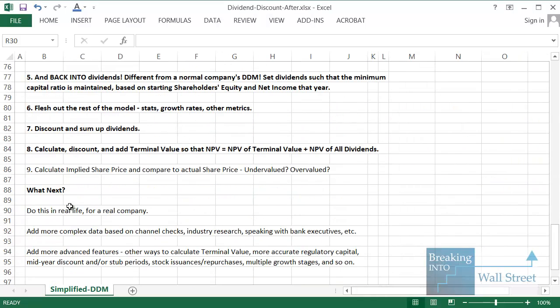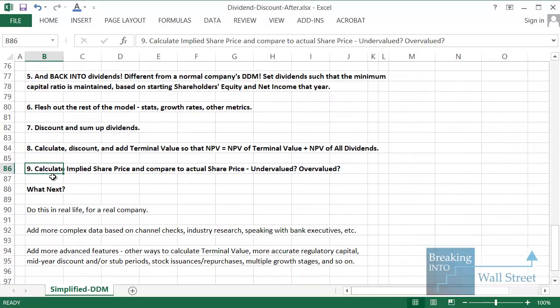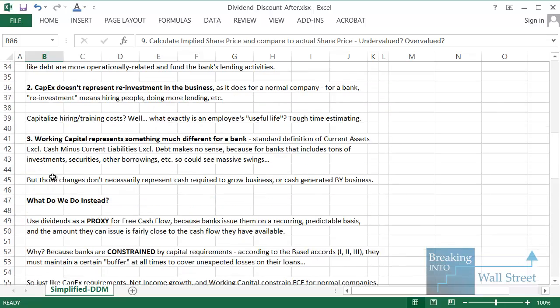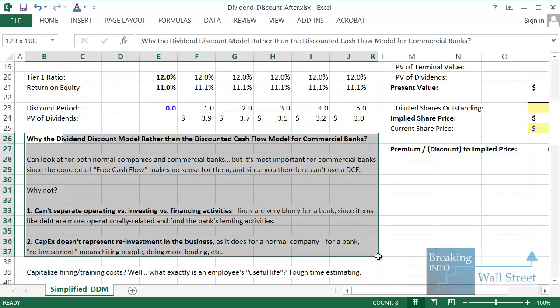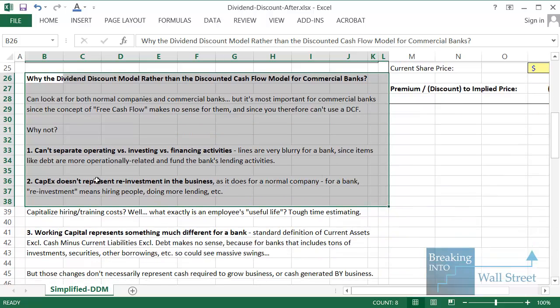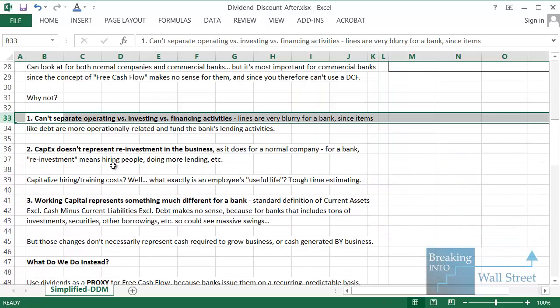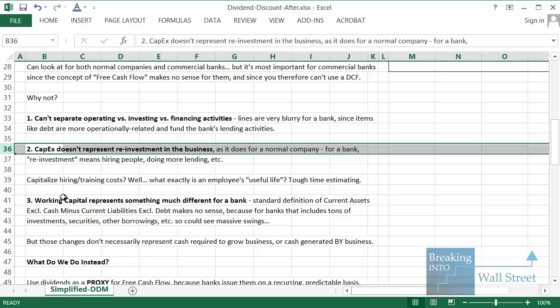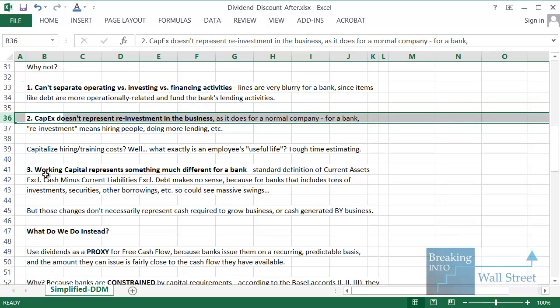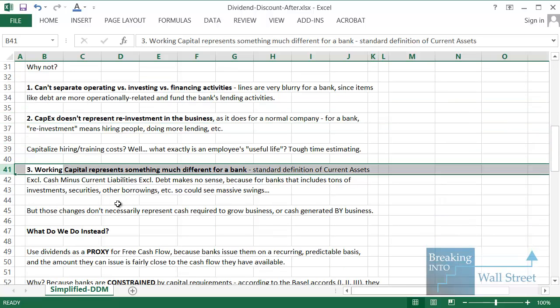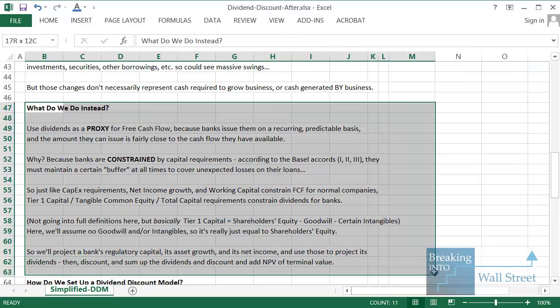So that's it. I'm going to check off step number 9. And just to recap everything we did here. So first, we started by explaining why free cash flow doesn't apply to commercial banks, because you can't separate operating versus investing versus financing activities. CapEx doesn't apply because it doesn't represent reinvestment in its business. Working capital means something very different. So what we do instead is use dividends as a proxy for free cash flow, because the company is constrained by its capital requirements, its total assets, its net income, and so on and so forth.